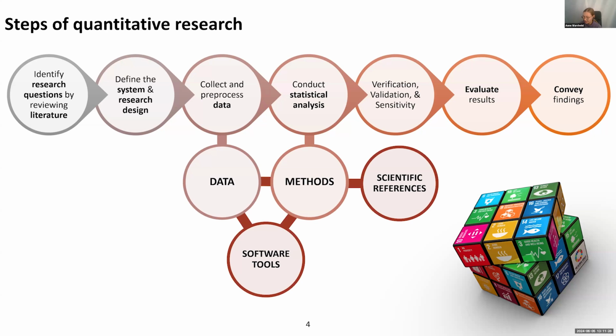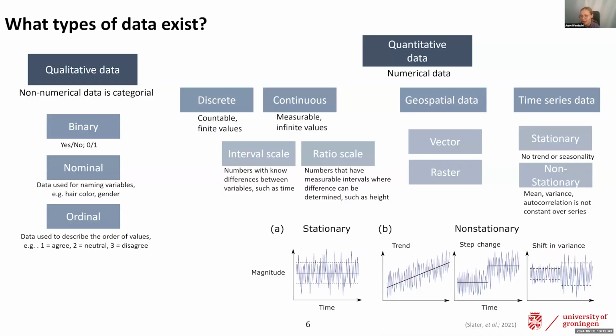What I want to talk about today is data. I want to talk about methods. And I want to give you a few examples of methods, and scientific references where people used this method in the SDG context. And obviously, to do all this, you need software tools. You have different options. So we are working quite a lot with R, the programming language. You can use Python. You can also use a spreadsheet, an Excel kind of approach. It really depends. So what types of data exist out there?